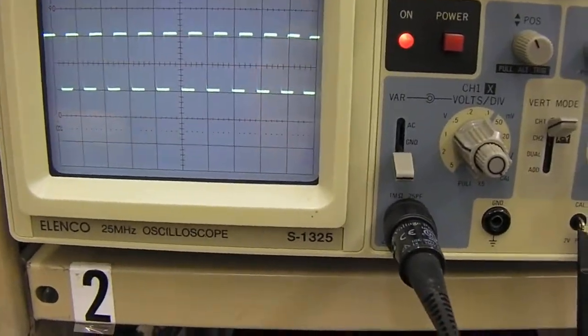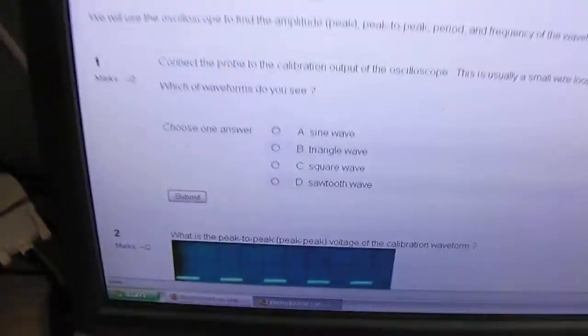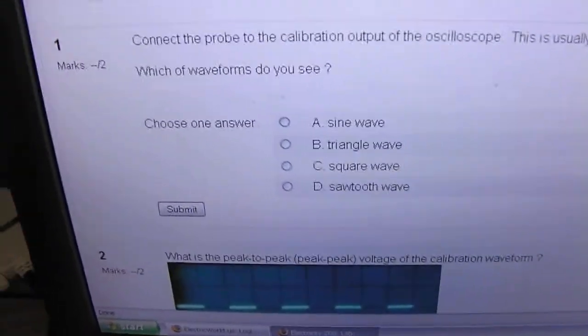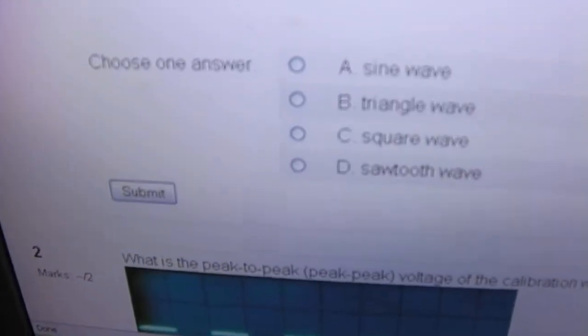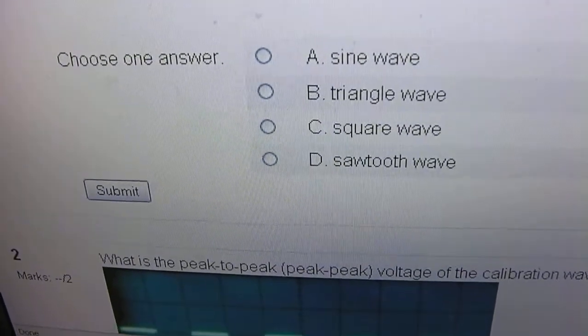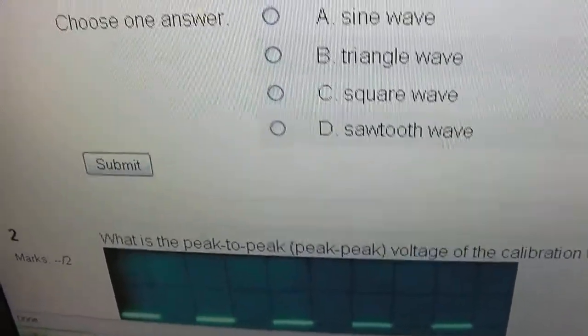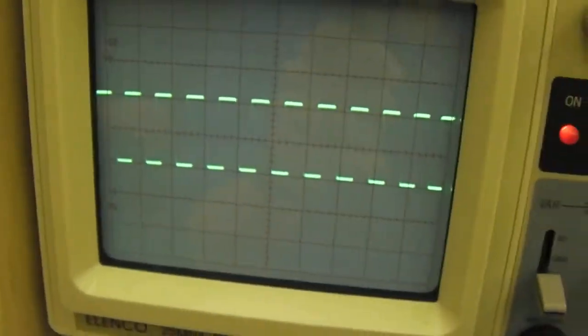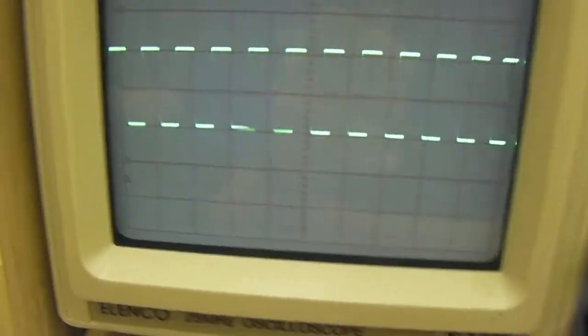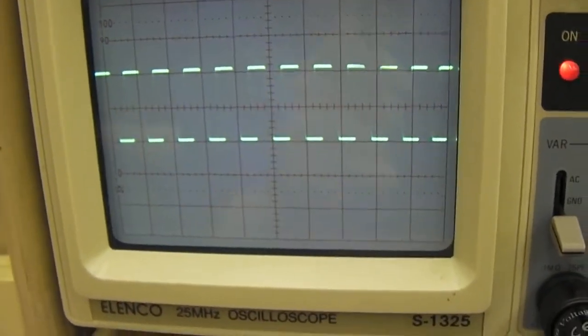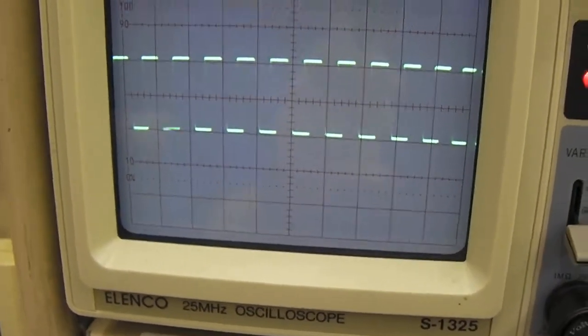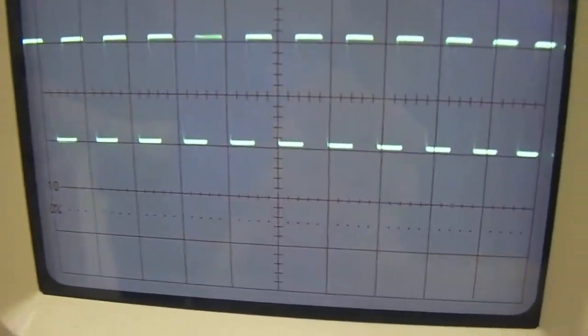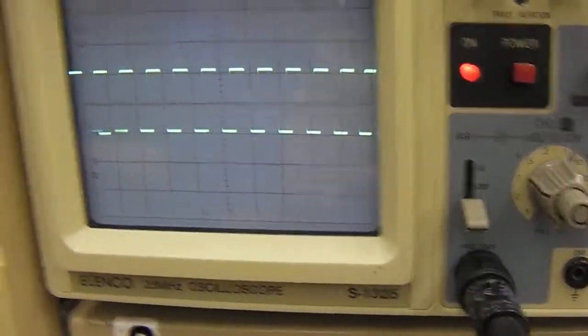Okay, I'm going to move the position control back and move the picture back to the center here and take a closer look at this. It asks us to look at that signal and determine what kind of signal it is. Is it a sine wave, a square wave, a triangle wave, or sawtooth wave? Well, what kind of a wave is that? Is that a triangle? Is that a sine wave? Is that a square wave or sawtooth? Square wave. Yeah, that's a square wave, isn't it?